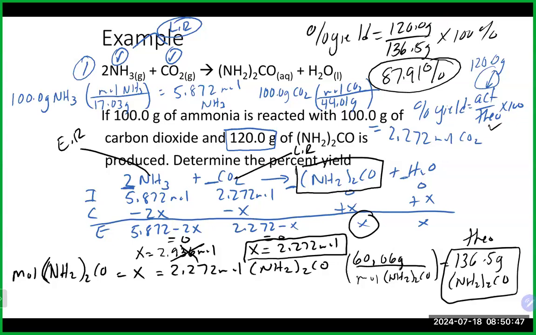Any question on any of those steps here? Again, we don't need to do it in this problem, but if we wanted to get the water, we could also have basically 2.272 moles of water, which we could times by 18.02 to get the grams. We also could go back into here and figure out how much of our excess reagent is left over. Any questions on any part of that there? Okay.